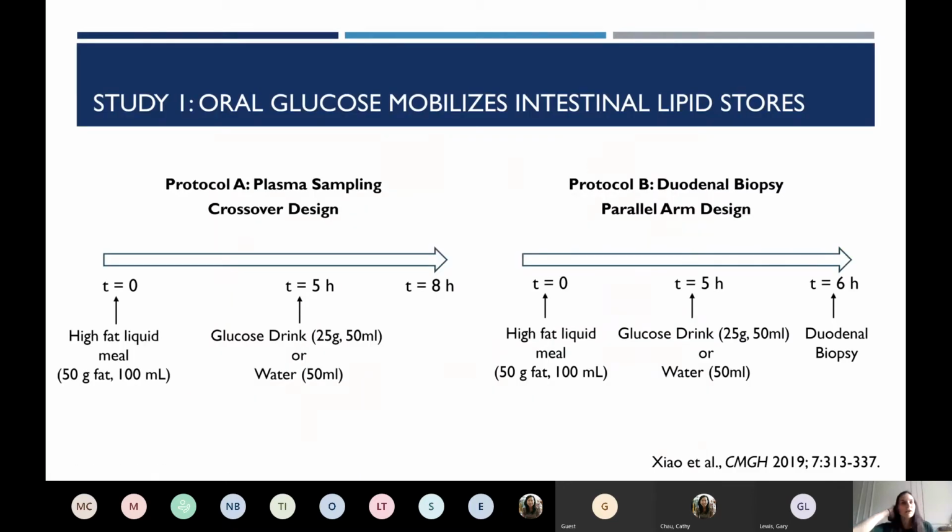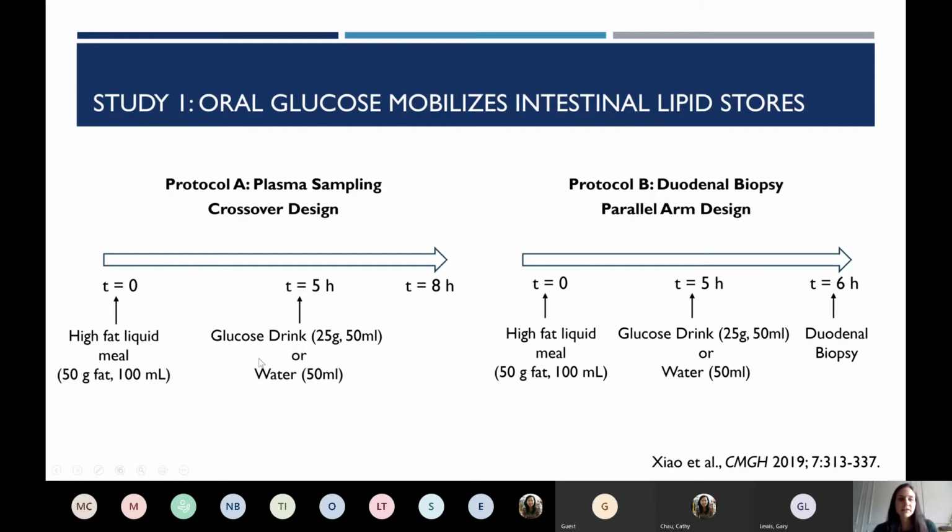So for the first part, talking about how oral glucose mobilizes intestinal lipid stores, we studied this in humans with two different protocols. In the first case, we did a plasma sampling study, which was a crossover design. So we had healthy individuals. They came in the morning and had a high-fat liquid meal of 50 grams of fat.